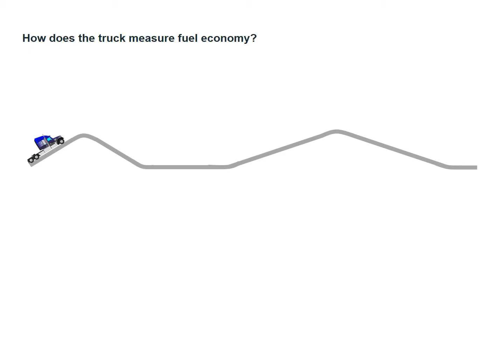We're going to consider a semi driving on a highway as it goes up and down hills. Going uphill uses more fuel to maintain a particular speed, and going downhill uses less fuel to maintain that speed. So the semi changes its speed to maintain a constant fuel economy. Watch the truck moving along the road and think about the fuel economy of the truck as it drives.